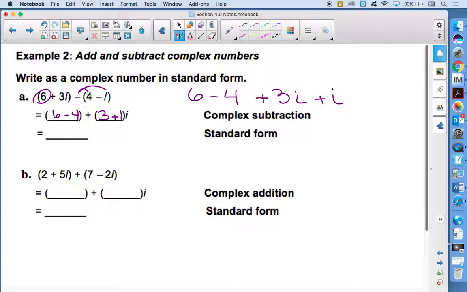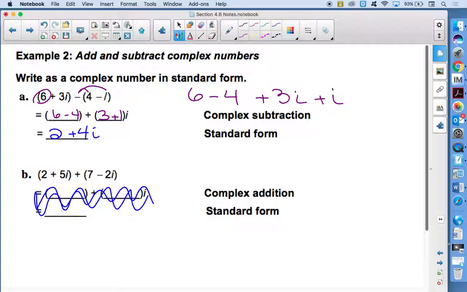Think of it as an x, you're adding like terms. So 6 minus 4 is 2, and then 3i minus a negative i makes a positive 4i. So if you don't want to follow the little notation that they have underneath, that's fine. Just treat it like a like term.